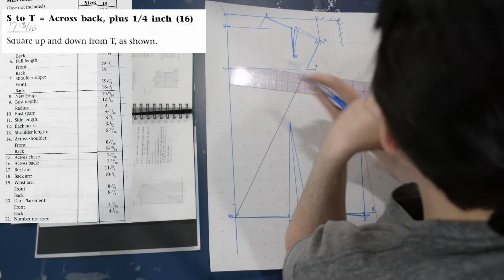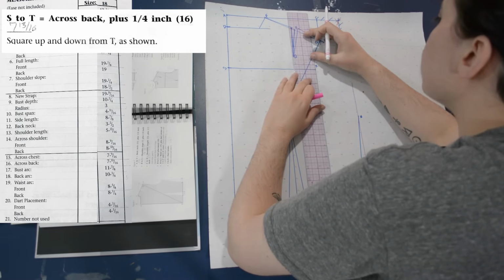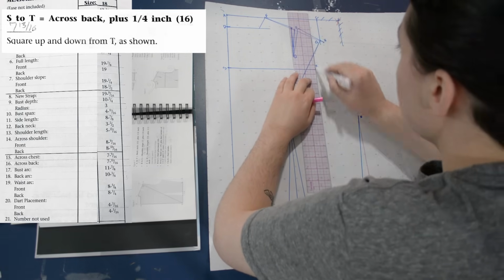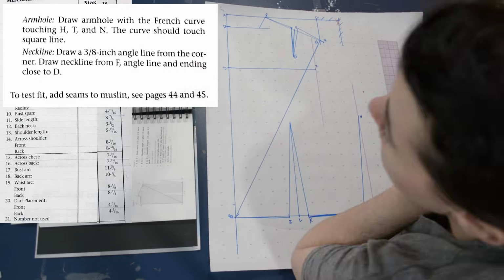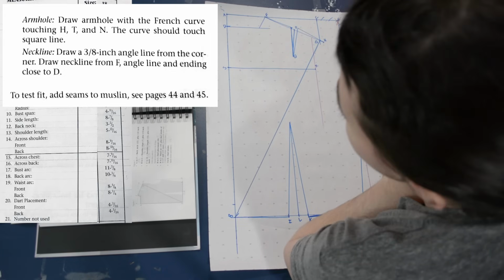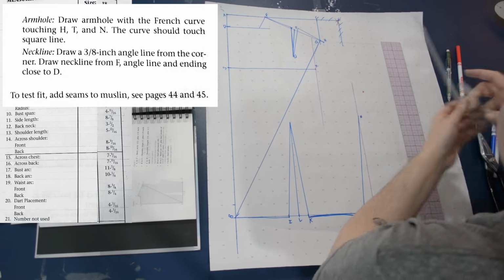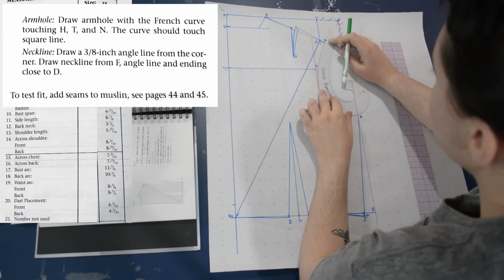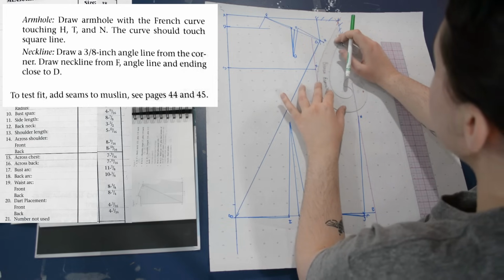Square up and down from T. Hold this square. Draw a line there in our friendly pink here. Armhole. Draw armhole with French curve touching H, T, and N. Can I make this touch all three of those? Possibly not, pal.